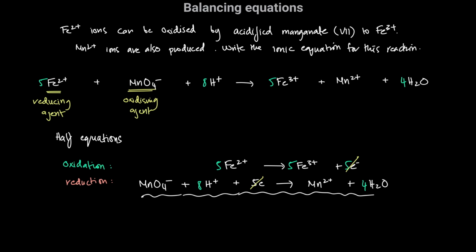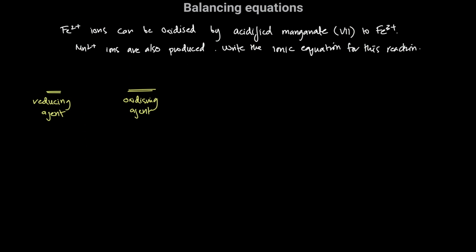Now let's try balancing the exact same equation using changes in oxidation number. We're going to balance it using changes in oxidation number. Again, if you want to balance it this way, the first step is we identify the reducing agent and the oxidizing agent.